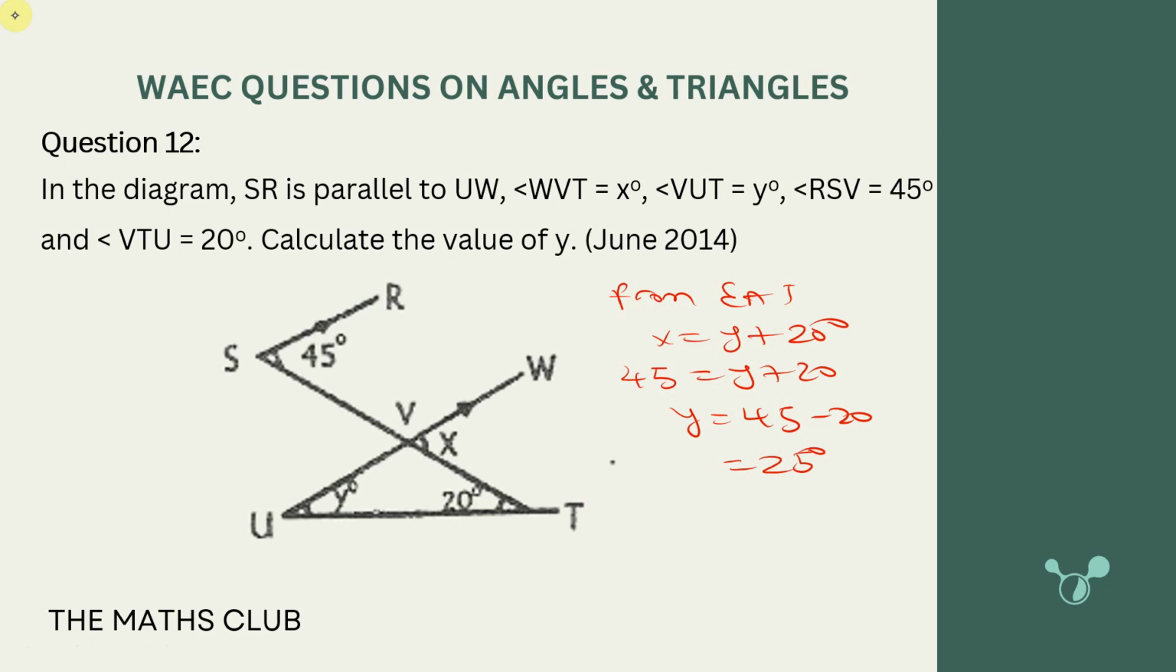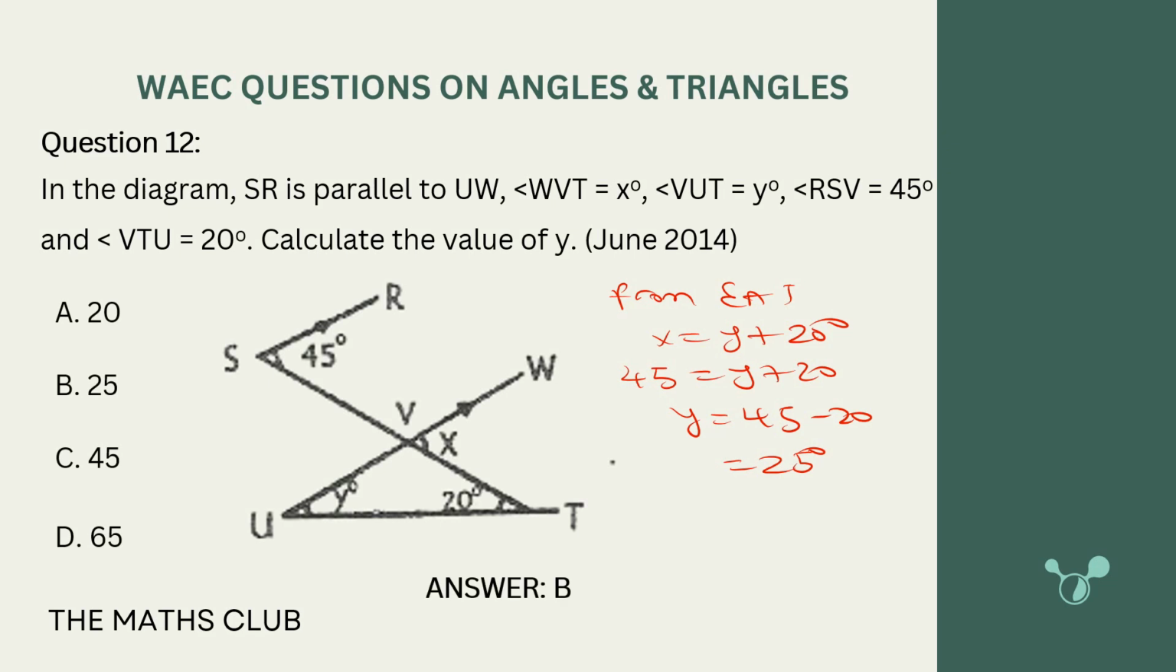Now we can also look at it and say, this angle is 45 degrees, so 180 minus 45 will give me this one. Then this one plus this one plus this one will give me 180, because the sum of angles in a triangle is equal to 180 degrees. Then you find the value of y. Let's see if we're correct. That would be option B.